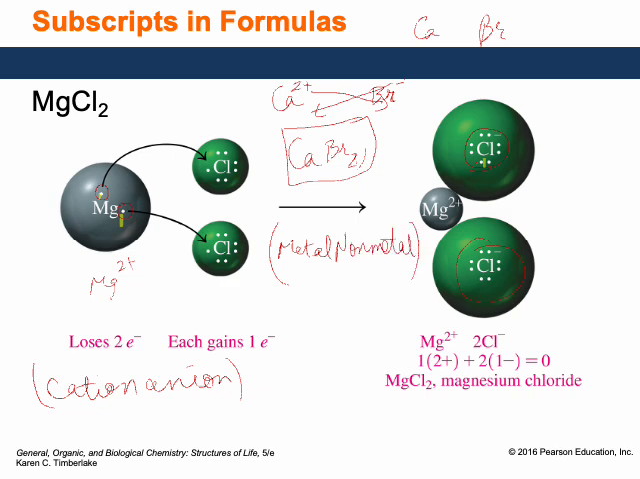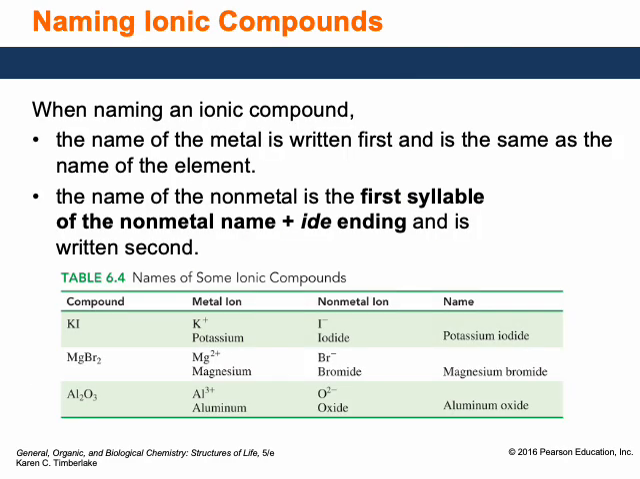How about the name? Same rules apply for the name. You always put the name of the metal followed by the name of the non-metal with -ide. So when naming an ionic compound, the name of the metal is written first, and it is the same as the name of the element. The name of the non-metal is the first syllable of the non-metal name followed by -ide as the ending, meaning whatever is the name of the anion. Anion is always -ide, except you remove the -ion part.